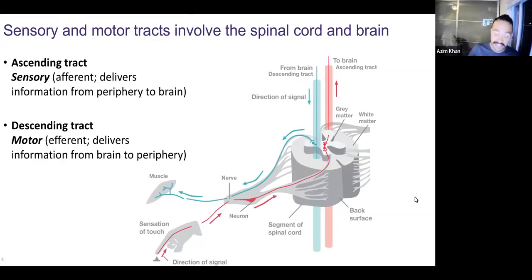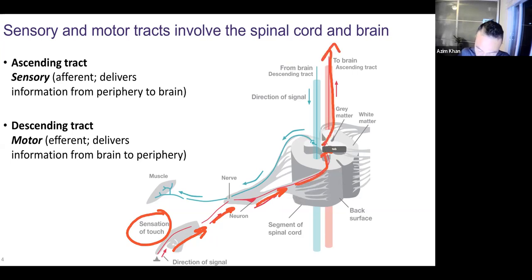As I've mentioned, an ascending tract is sensory. Oh, they're colored it right here. Let me change colors. An ascending tract is sensory. It's going up to the brain. It comes from afferent fibers. So let's say you sense something, you have information being sent along this neuron into the spinal cord, then from the spinal cord up to the brain. So you've got an afferent signal. We're delivering information from the peripheral nervous system to the central nervous system, up to the brain.